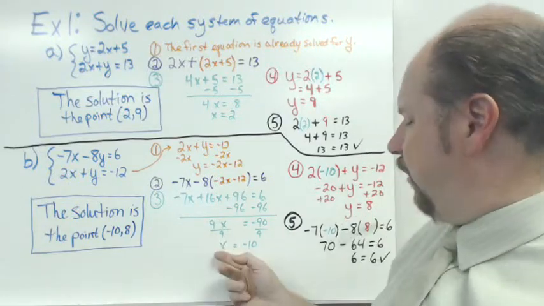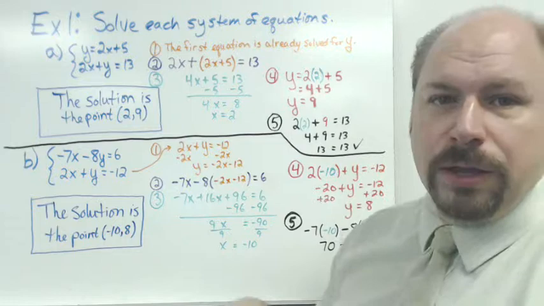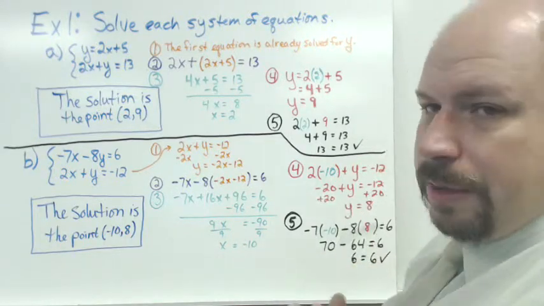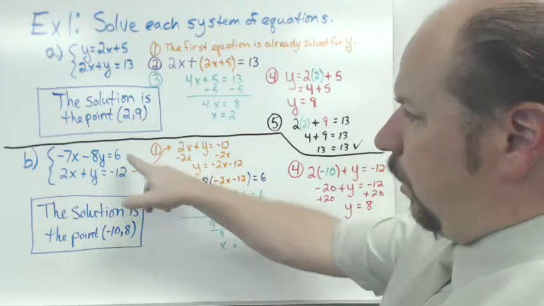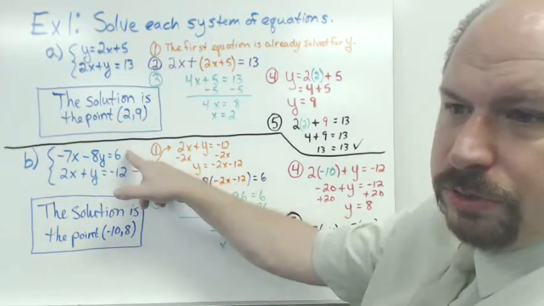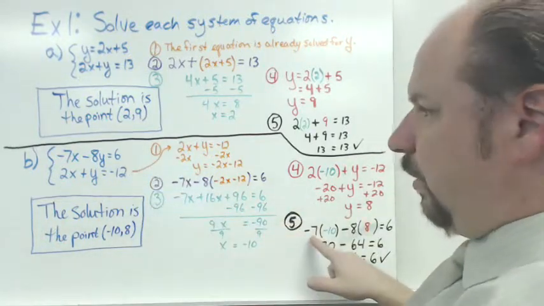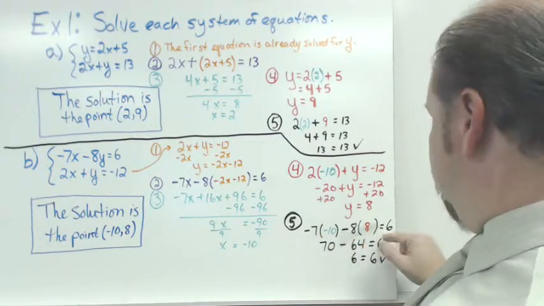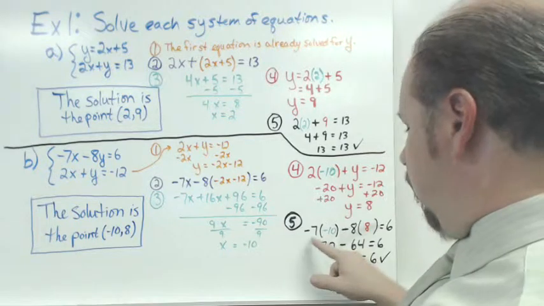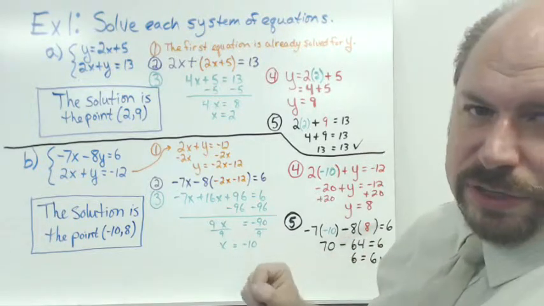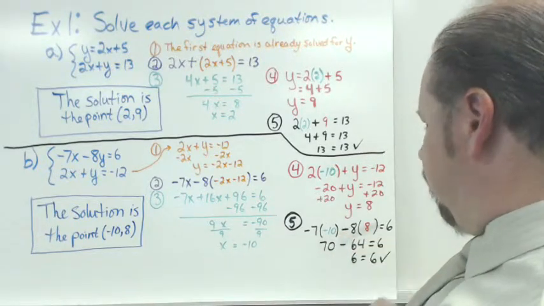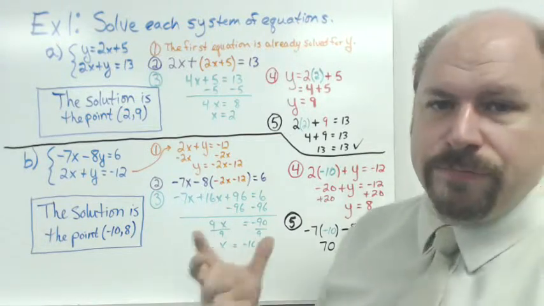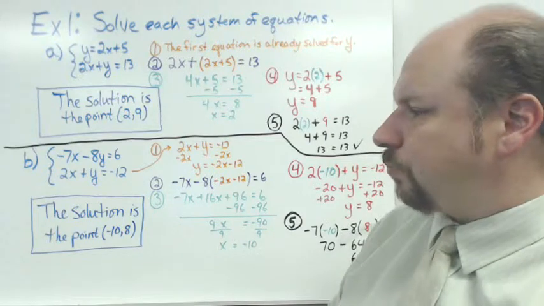Okay, so we have negative 10 for x, 8 for y. Remember, we do always want to check our work. So substitute that back in. And I'm going to use this equation to substitute it back into. So negative 7 times negative 10 minus 8 times 8 equals 6. And negative 7 times negative 10 is 70, minus 8 times 8 is 64. So 70 minus 64 is actually 6. And so it does seem to work out.